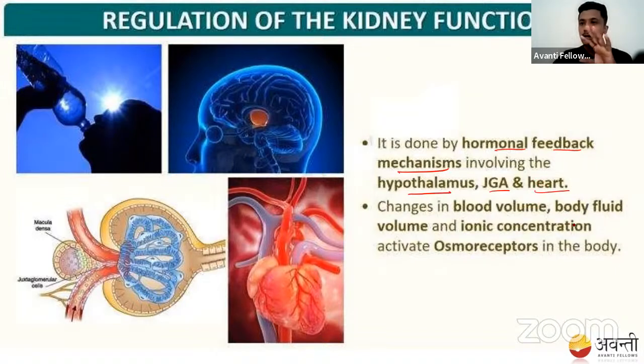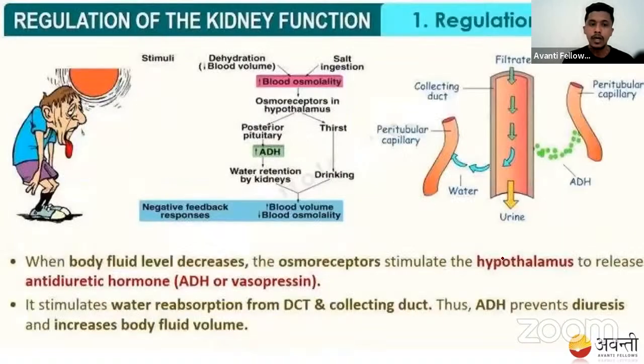How does it react? What makes them react? Usually the change in body volume, blood volume, body fluid volume, or ionic concentrations. These are the factors that trigger receptors in the body called osmoreceptors. Whenever these osmoreceptors are triggered, it leads to hormonal regulation of urine formation.